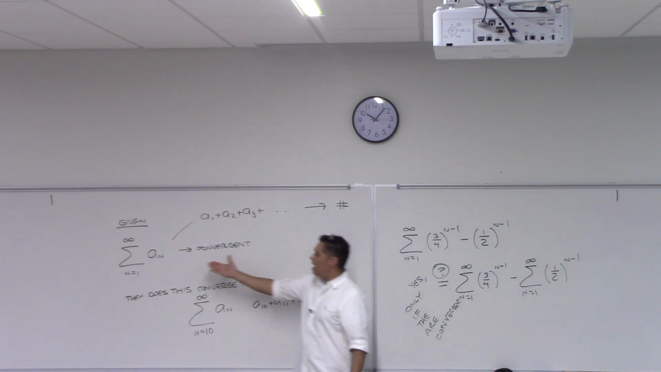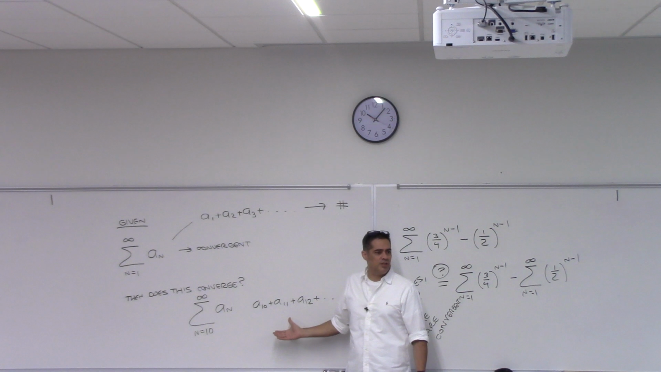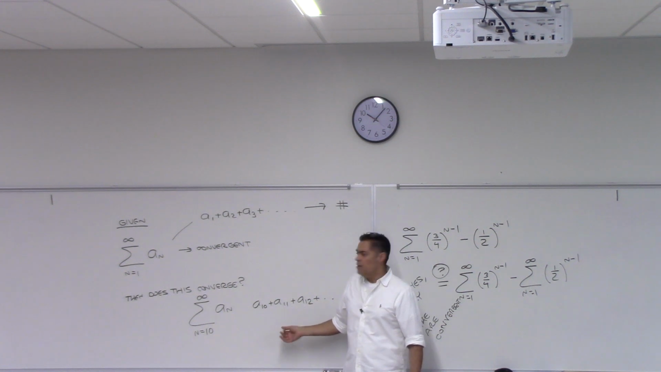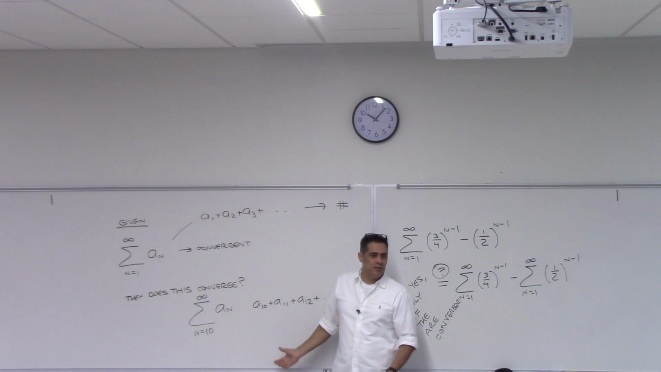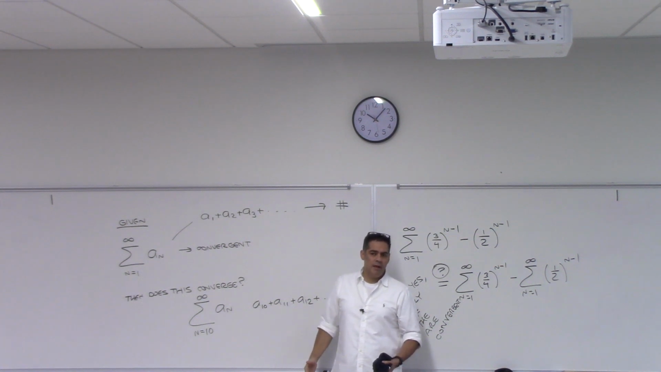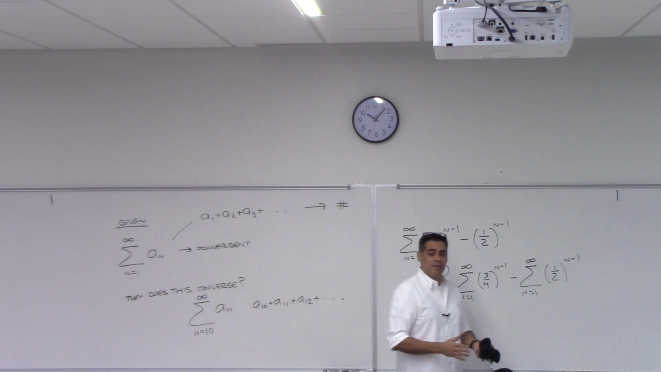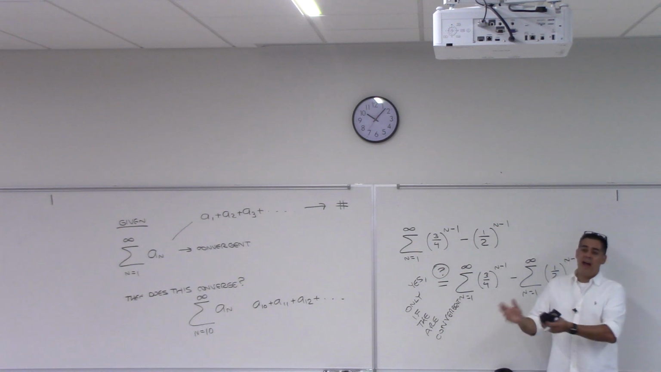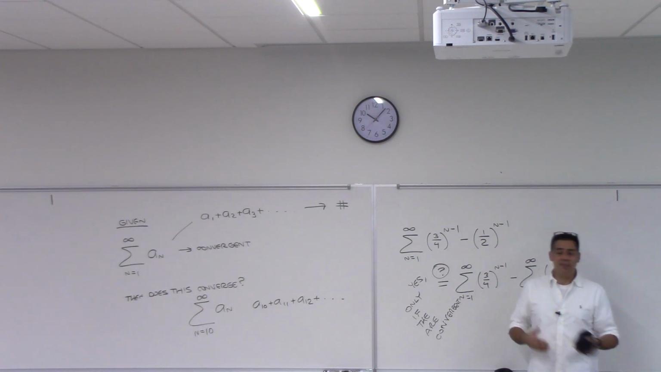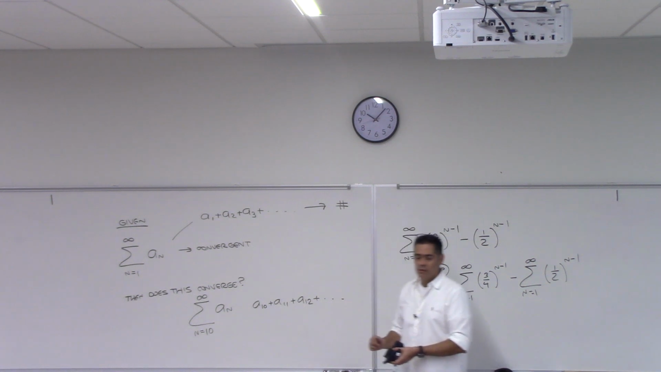What if I told you this diverged? Do you think taking out 9 things is going to change it? No. If this diverges and I add 9 more numbers, is it going to change it? No. So if you're given a convergent series, adding or subtracting a finite number of terms does not change the convergence. If you start with a divergent series, adding or subtracting a finite number of terms does not change the divergence. It has to be a finite number of terms.